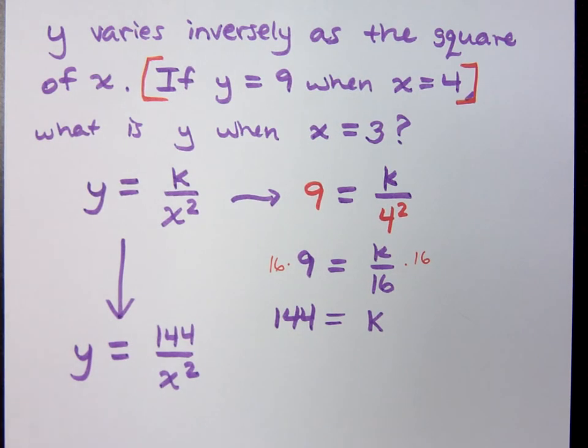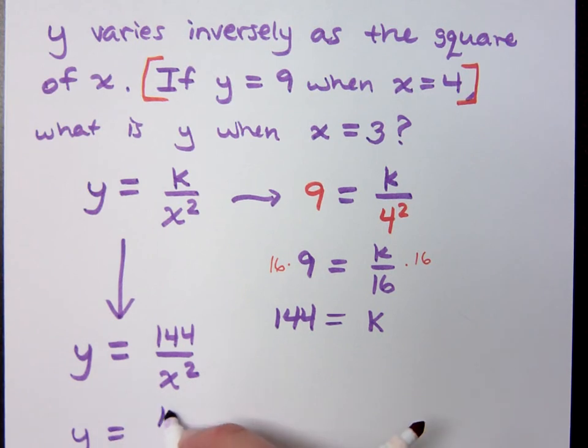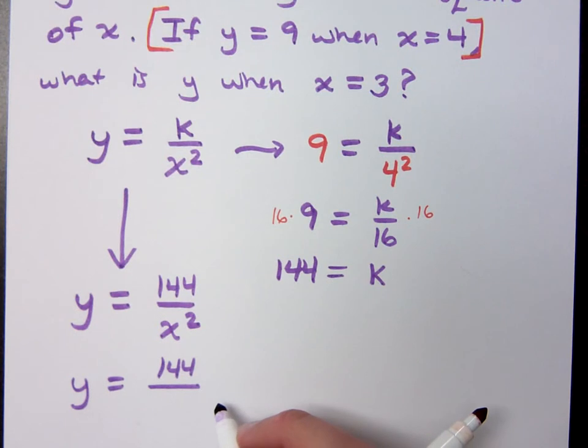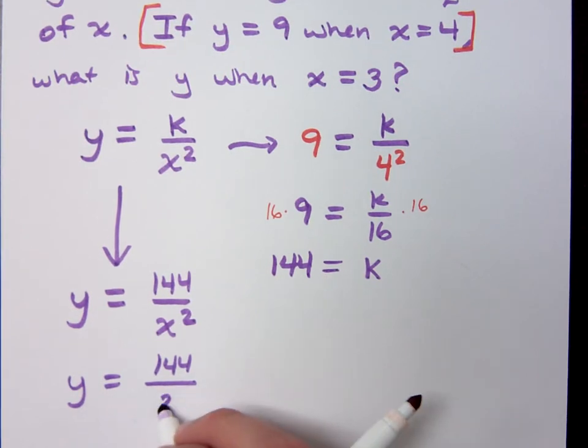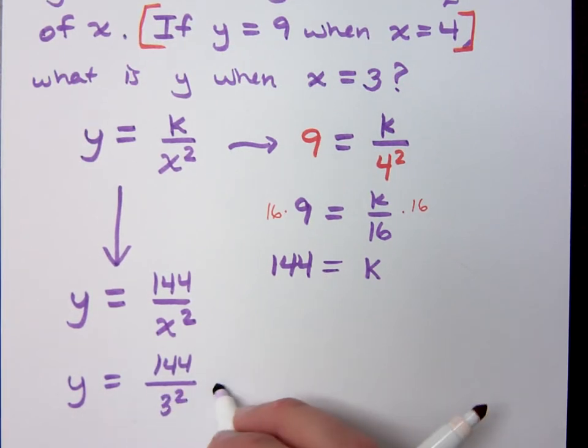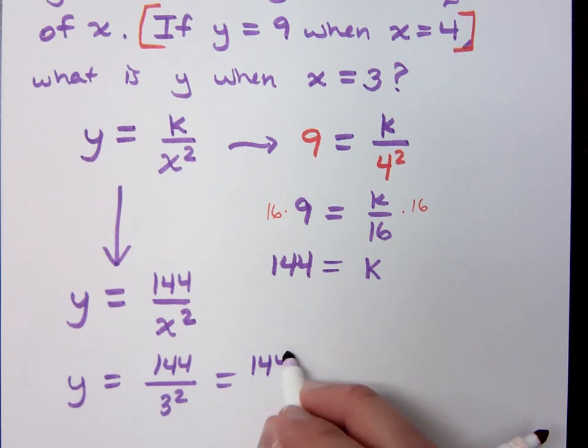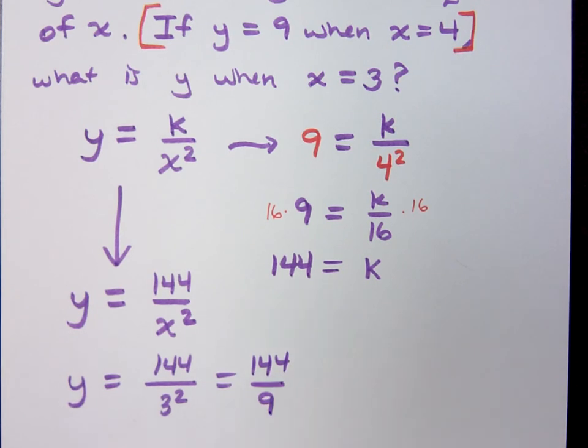So let's do this. So y is equal to 144 over x squared. What am I saying x is? 3 squared. All right, so that's really 144 over 9. What's 144 divided by 9? 16. So y equals 16. So what is y when x is 3? Y equals 16.